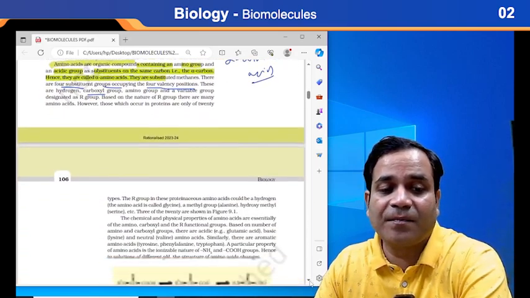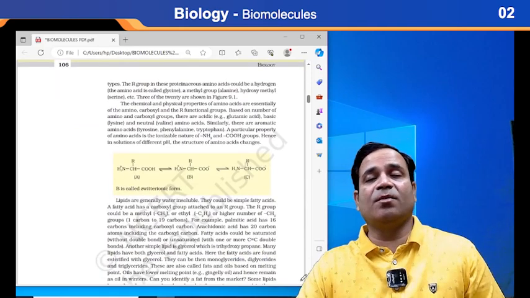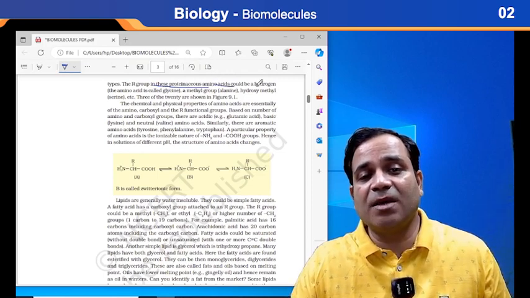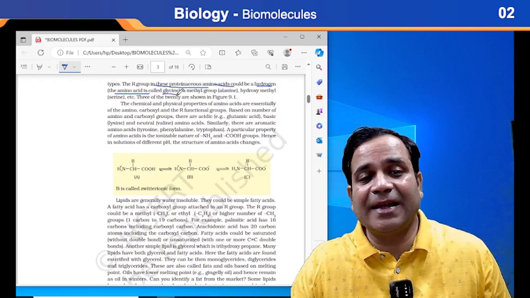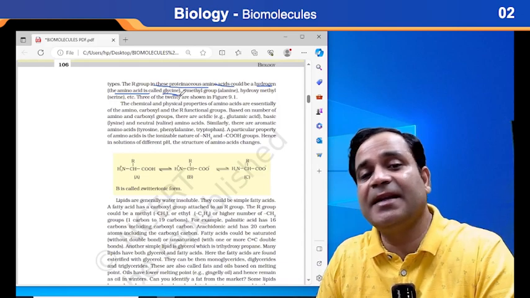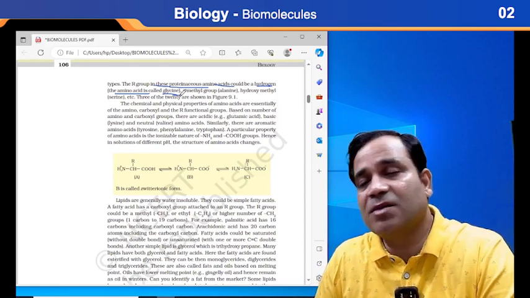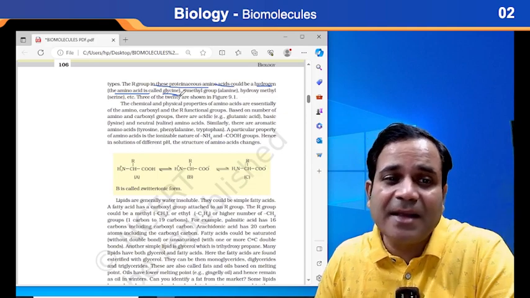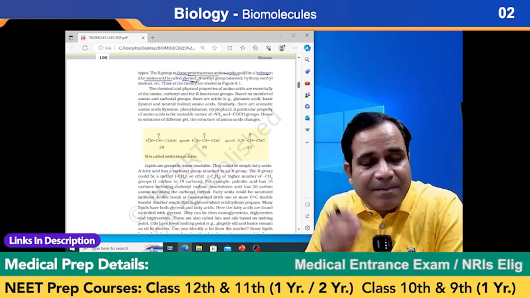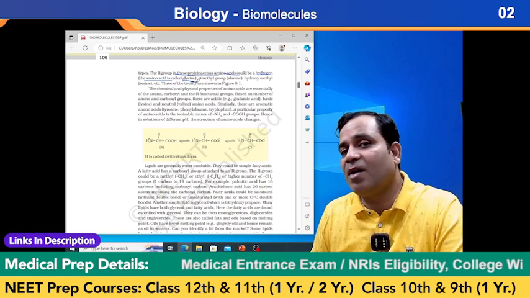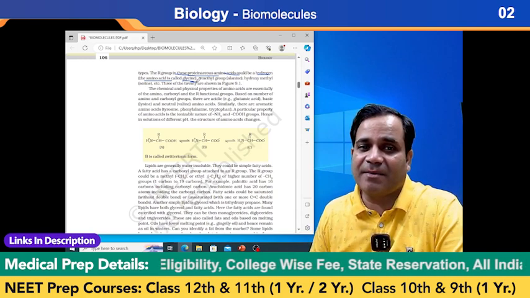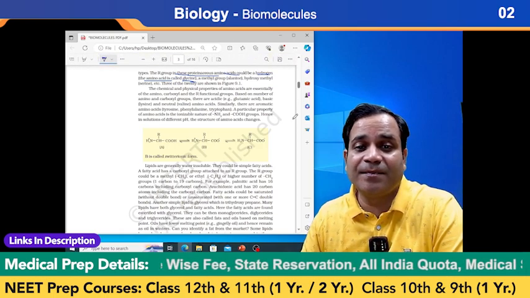Now see, the R group, that is what functional group in the proteinaceous amino acid, could be a hydrogen. The amino acid is called glycine. What do we say here? The R group in a proteinaceous amino acid would be hydrogen. So if it contains a hydrogen there, then that is called glycine, my dear. Correct? So simply here, the methyl group is alanine, hydroxymethyl is serine. These are the 20 amino acids, my dear, given in Figure 9.1. See this one.